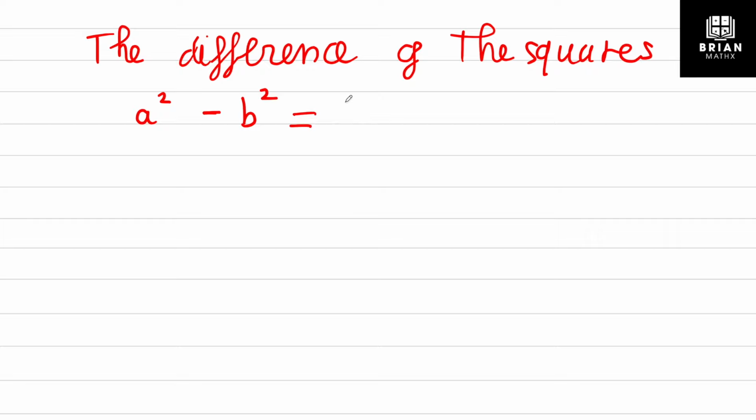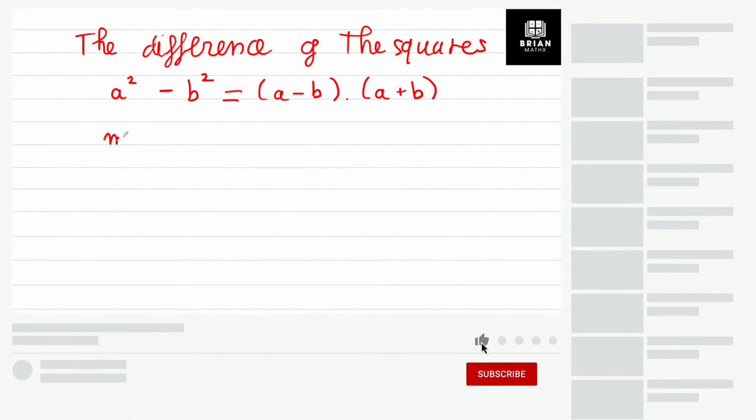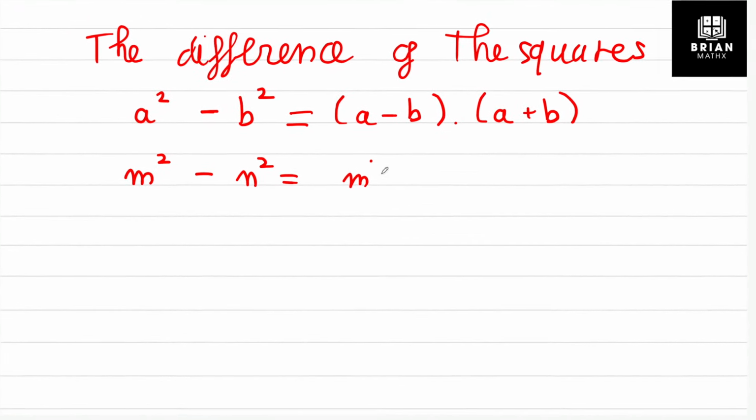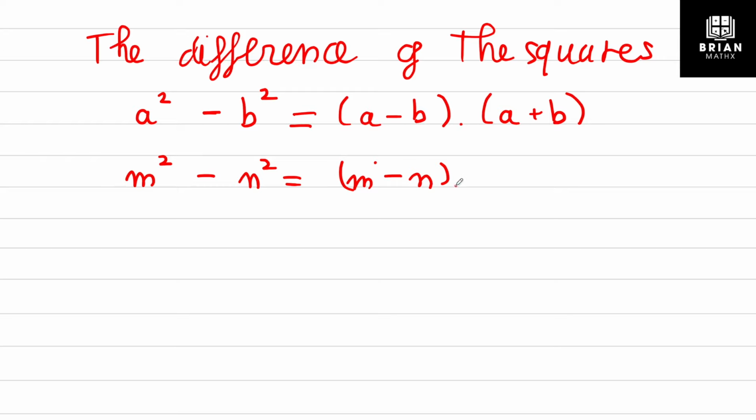This factorizes into two brackets. The first bracket is a minus b, and the second one is a plus b. Very easy. Can you see that? If you have the difference of two numbers, they have to be square numbers. Here is another example: m squared minus n squared. It will be m minus n multiplied by m plus n.